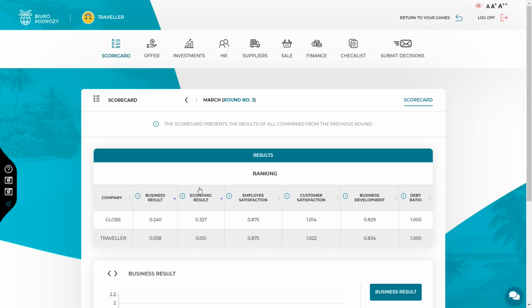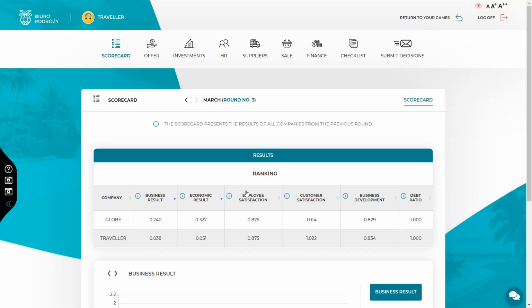Economic result. This indicator evaluates the company in terms of 2 elements: income and company's value. It mainly indicates if you make profit or not, but also if the company is growing in terms of value. This indicator will be positive if the company is profitable and negative if it suffers a loss. The higher economic result, the better.